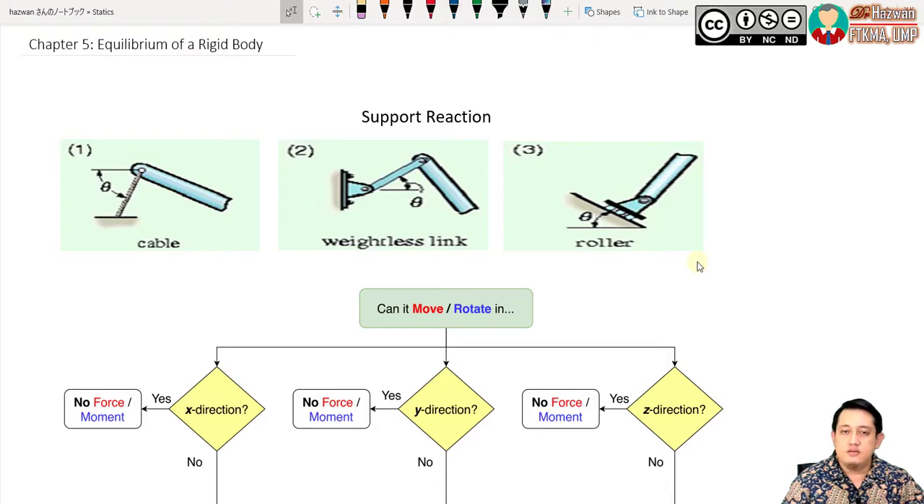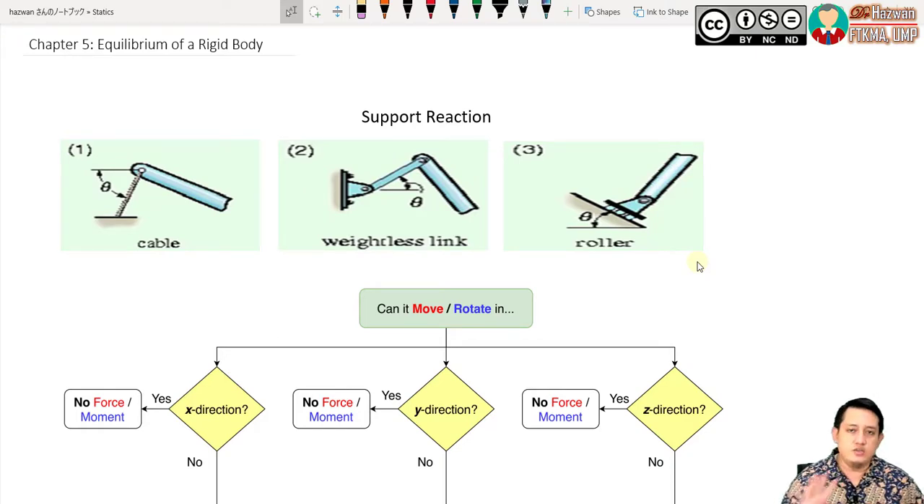After we've learned about the support reaction, we will use moment in 3D, R cross F, to calculate the reaction force or reaction moment. So let's look at how to determine the support reaction.